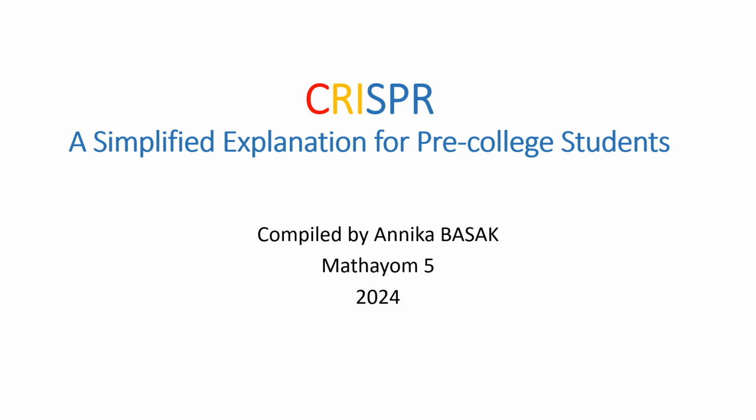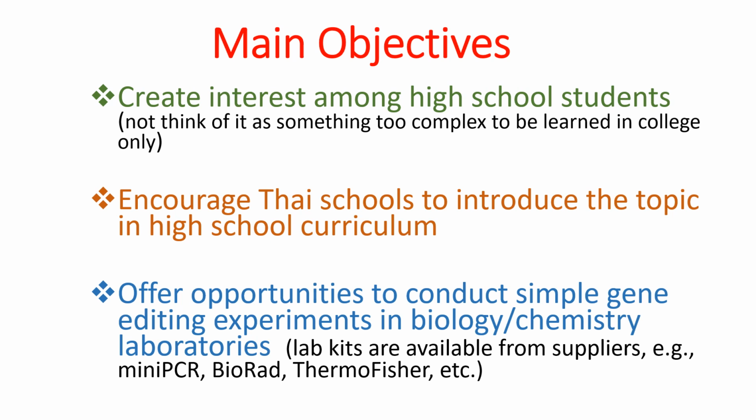CRISPR is like scissors to cut something, a pair of molecular scissors. The something that CRISPR cuts is the DNA. You cannot cut the DNA by looking through a microscope, so how is it done? My motivation for preparing this video are summarized in this slide.